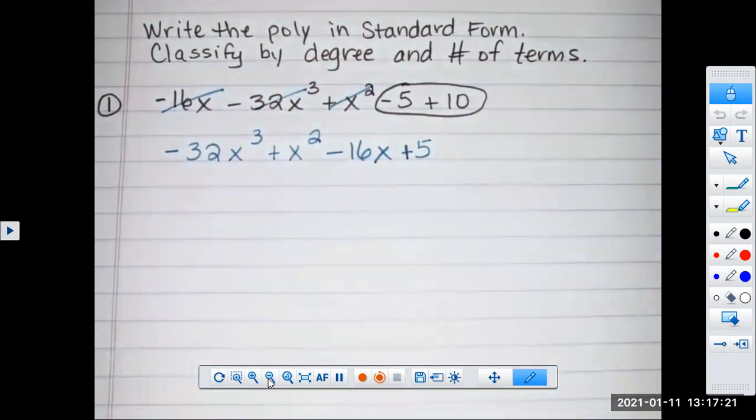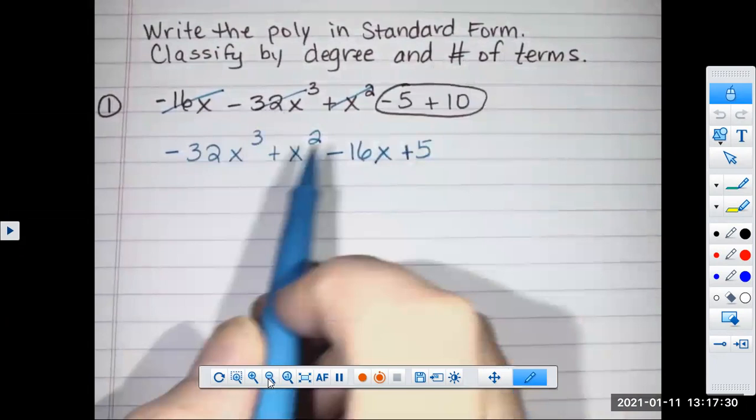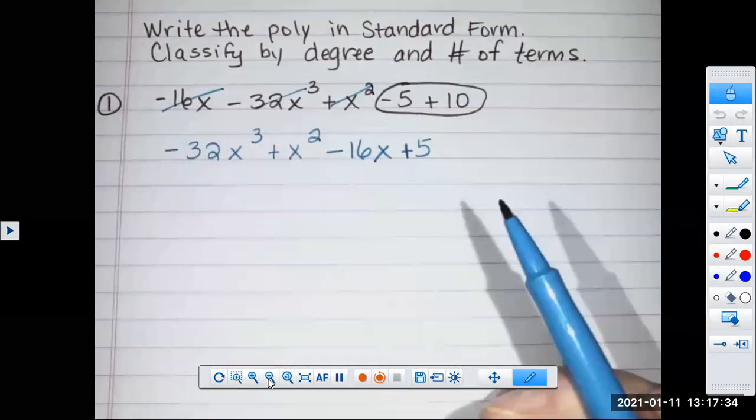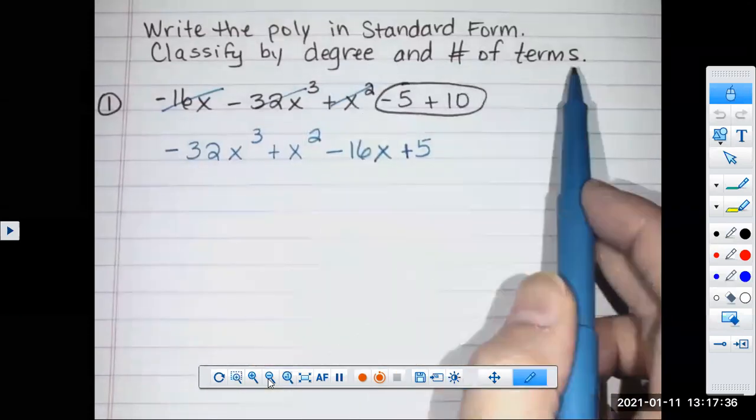You can go ahead and combine it. Hey, you had it right though. You would put 10 plus negative 5, but go ahead and simplify it. So that becomes plus 5. Okay, that's only one part of what they ask you to do. Now we have to classify it by degree and number of terms.